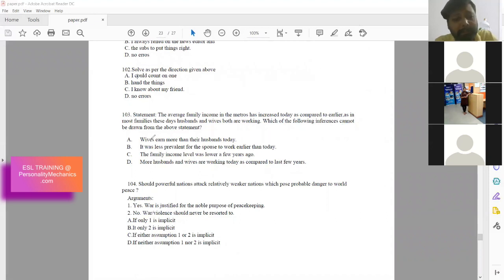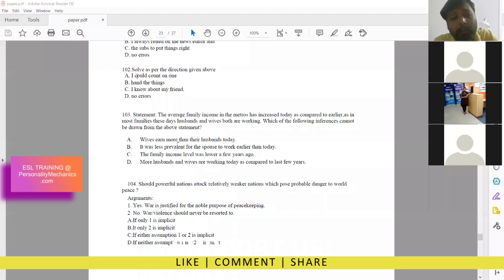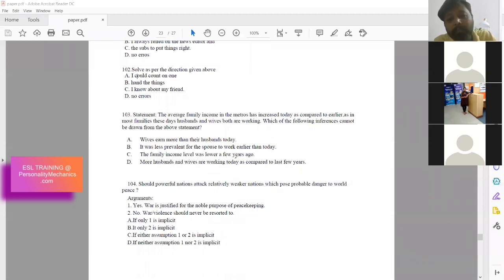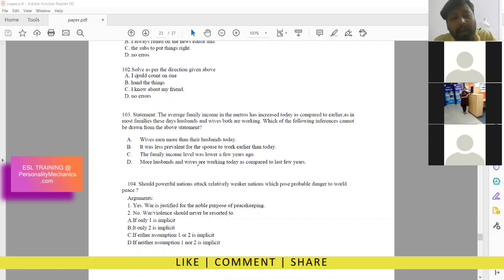The first one says wives earn more than their husbands today. Next says it was less prevalent for the spouse to work earlier than today. The family income level was lower a few years ago. More husbands and wives are working today as compared to the last few years. What do you think? Which is the one that you cannot call for under any circumstance? Okay, I have Shalini to tell me that. Go ahead.